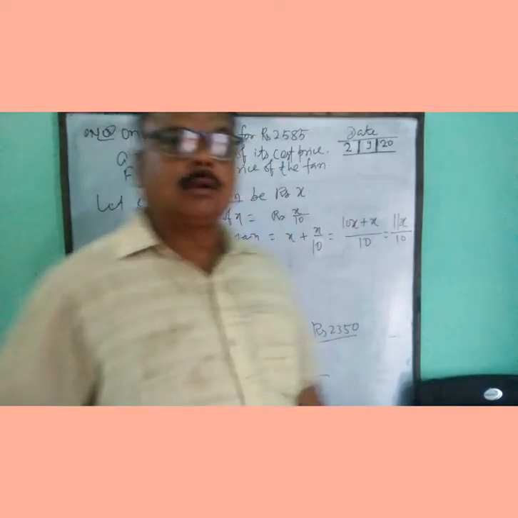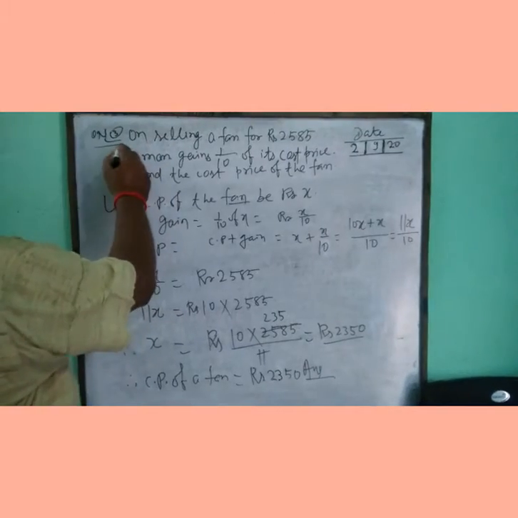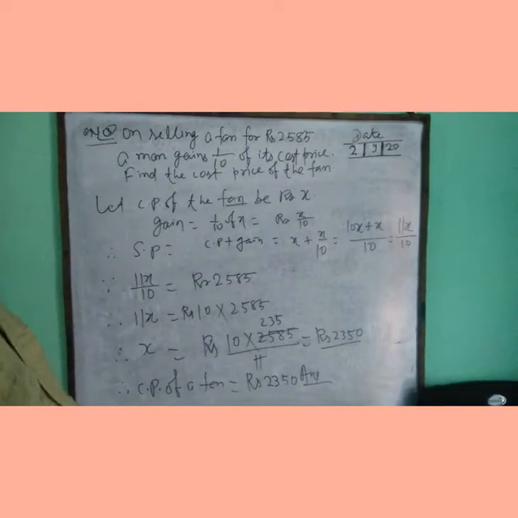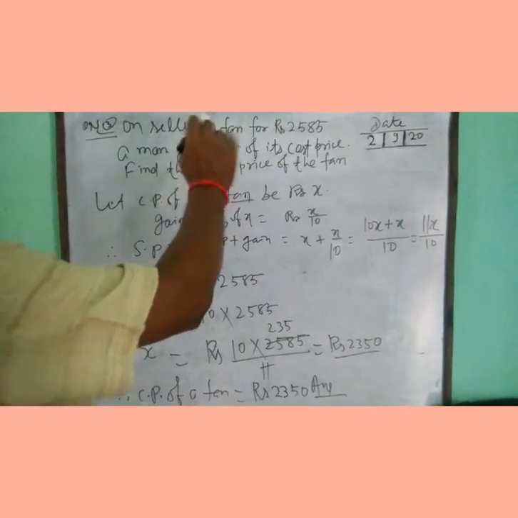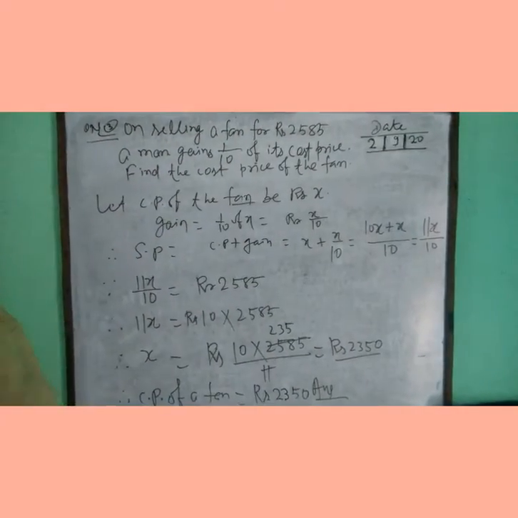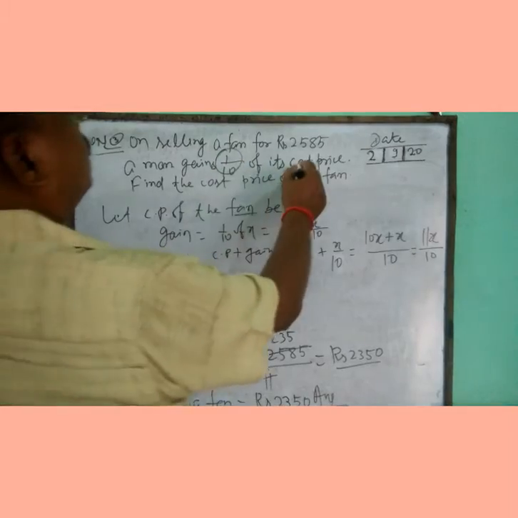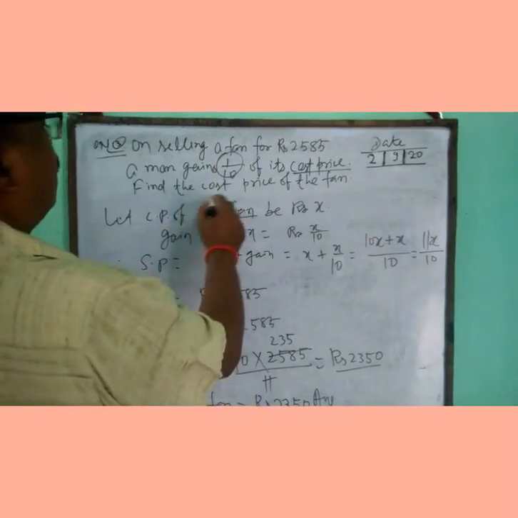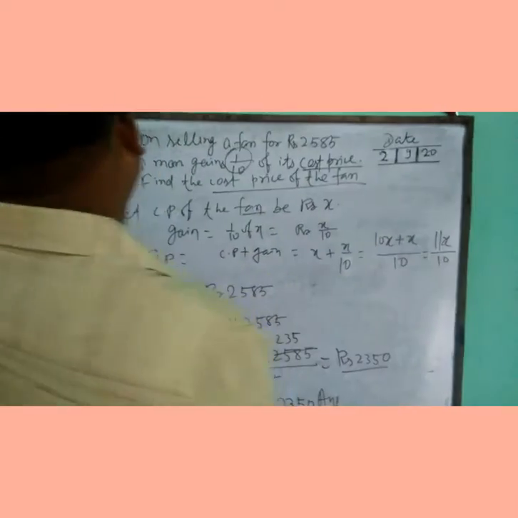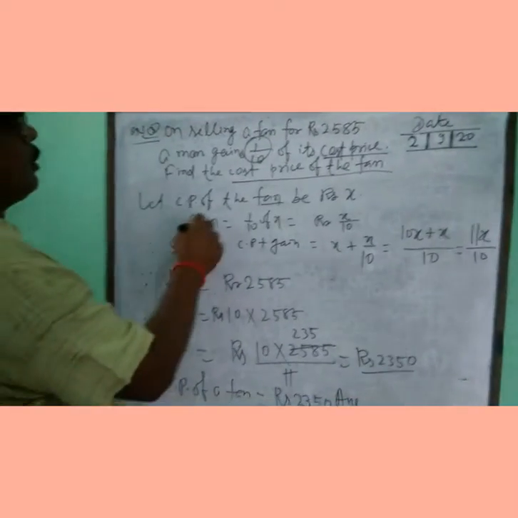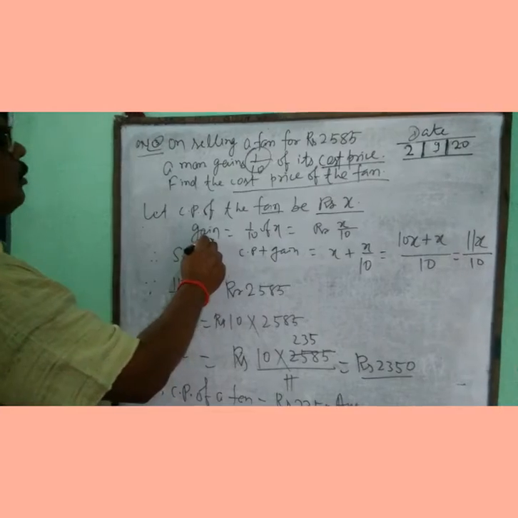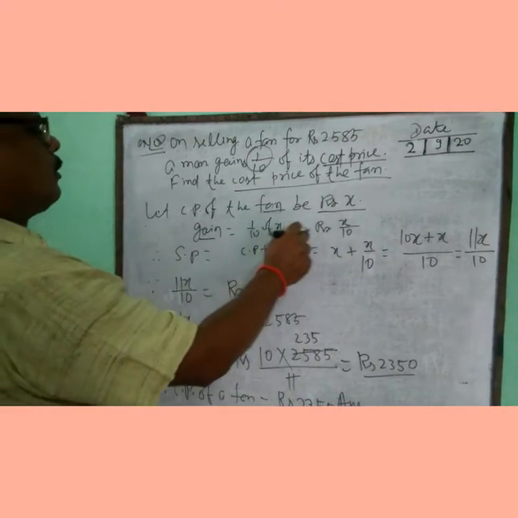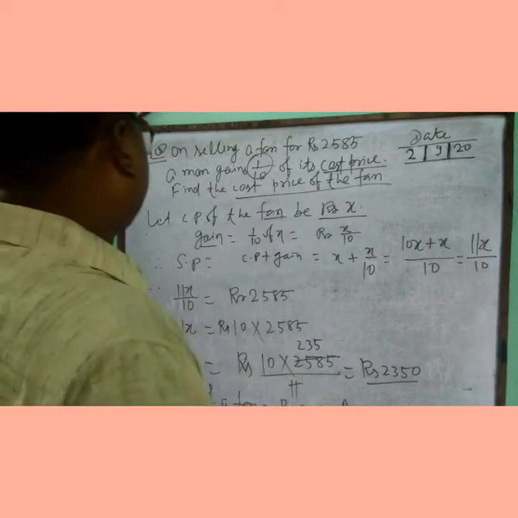Question number 3. On selling a fan for Rs 2585, a man gets 1 by 10 of his cost price. Find the cost price of the fan. In solution, let CP of the fan be Rs X. Gain is equal to 1 by 10 of X is equal to X by 10.